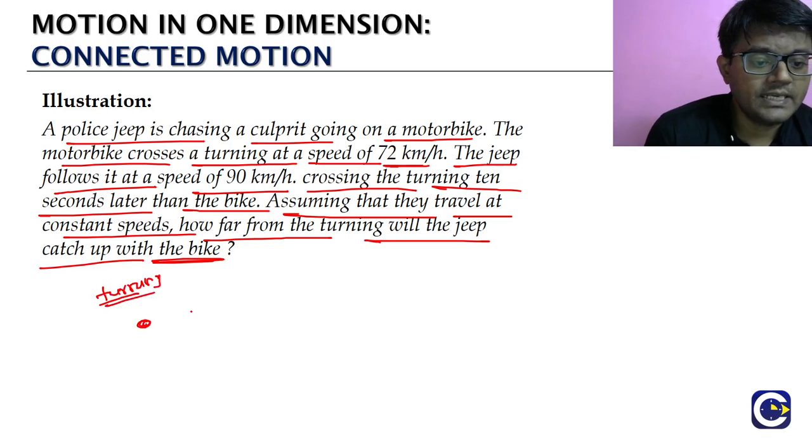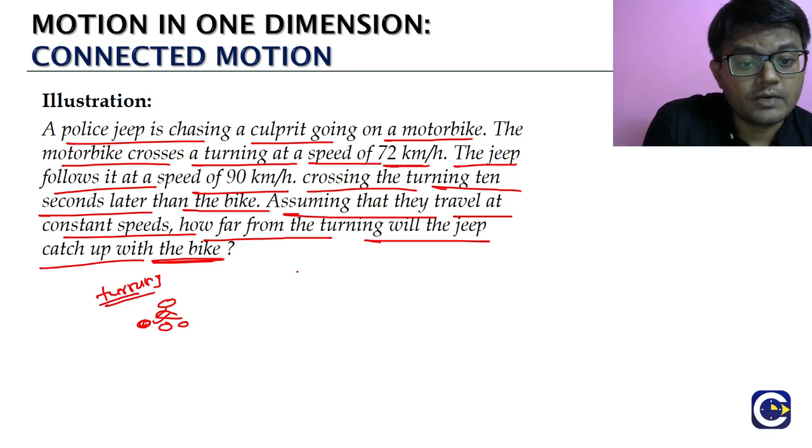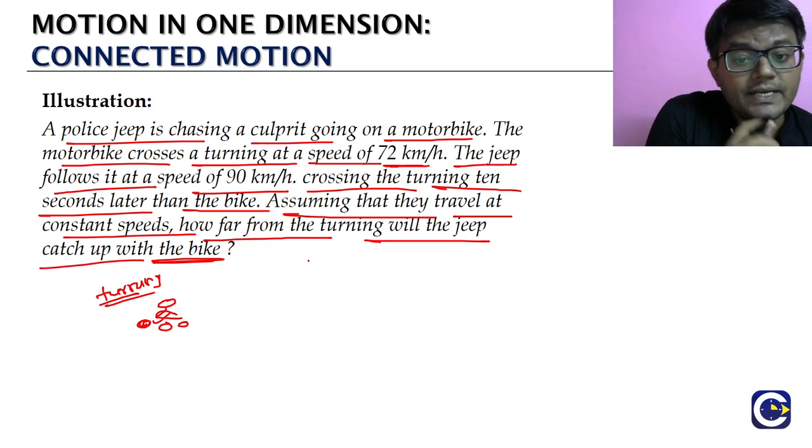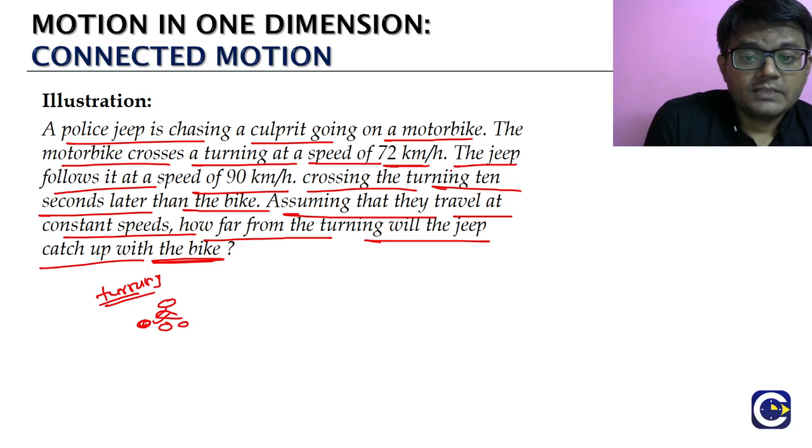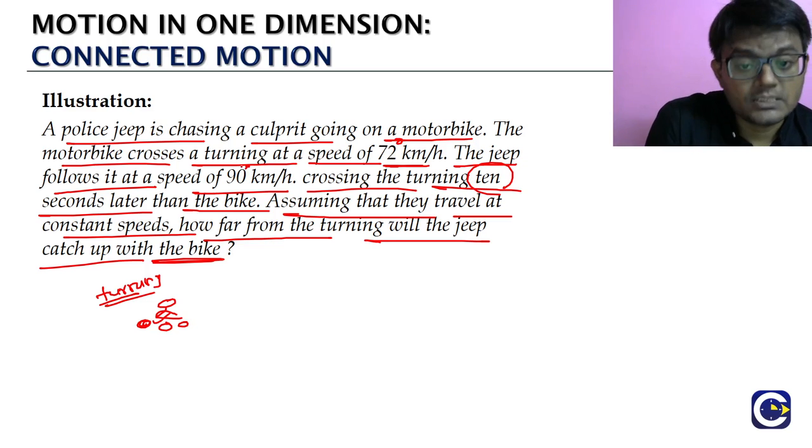So this bike fellow is crossing the turning first. What is the speed of that? He is on the motorbike, the thief is on the motorbike. What is the speed? 72 km per hour. If you observe one thing carefully, the speeds are given in terms of km per hour, but the delay, the jeep is coming after how much time late? 10 seconds late. That is given in terms of seconds. So we have to make sure that we convert both of them into the same system of units.